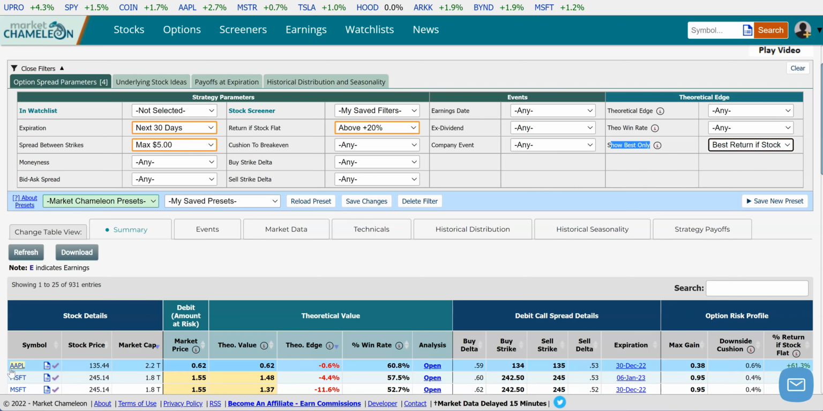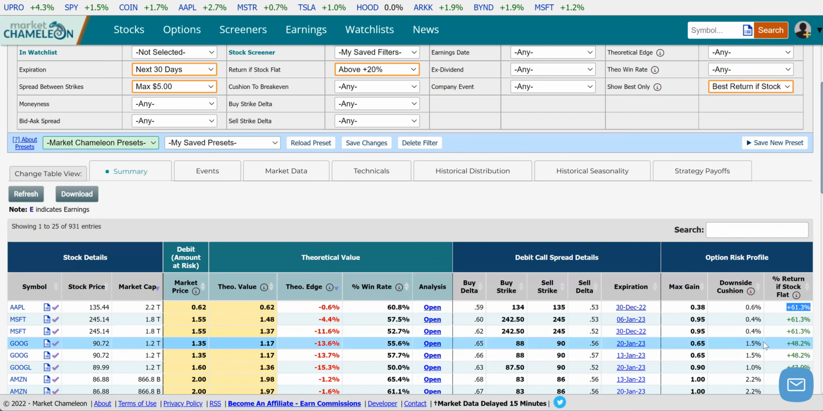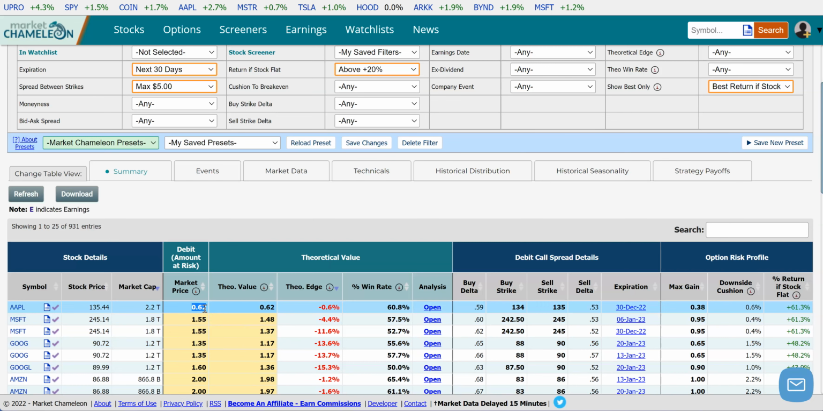And here, Apple, it's telling us the 134, 135 call spread. You can see that's completely in the money. It's 62 cents. If the stock finishes above 135, and it's got like a week to go, then you're going to realize your max gain here, 38 cents. And that's a 61% return on the money at risk, right? So you're risking 62 cents. As long as Apple's above 135, this spread will be worth $1, giving you a 38 cent return on 62 cents at risk, a 61% return.